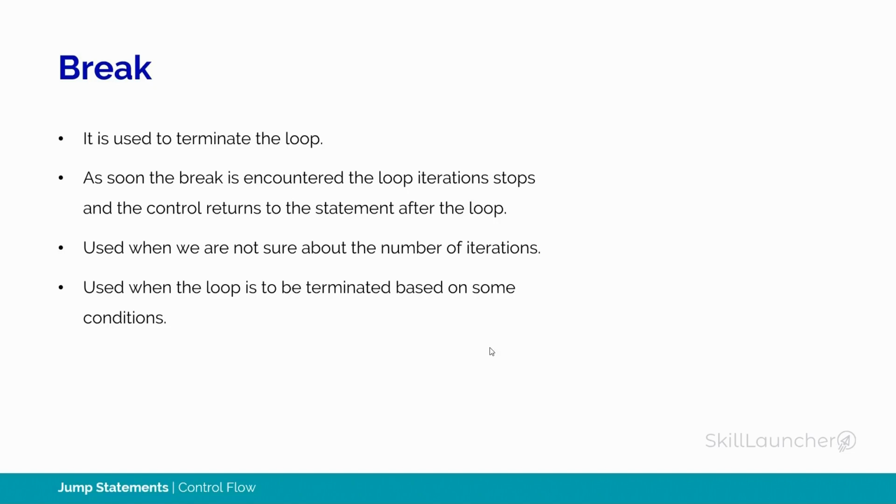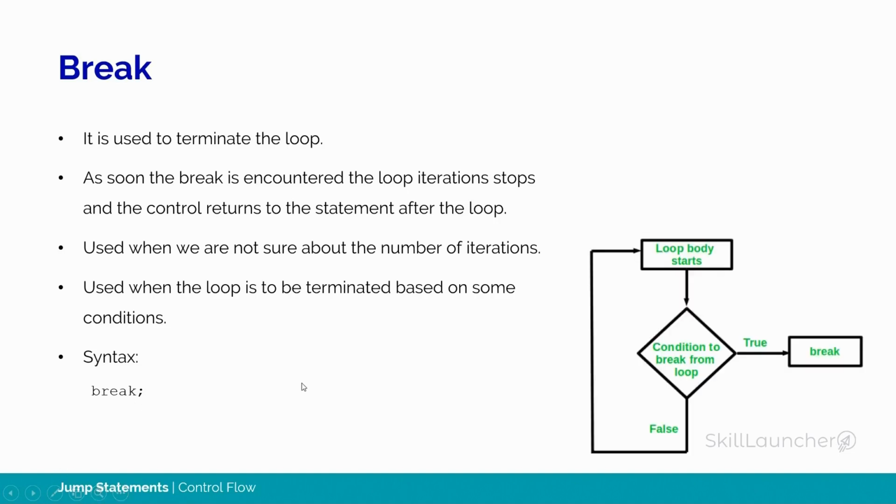Let us have a look at the syntax. It has a keyword break followed by a semicolon. Semicolon indicates the end of this statement. Look at this flowchart. Here, the body of the loop starts. Then the condition to break from the loop is specified. If the condition happens to be true, then it encounters a break statement and it comes out of the loop. Whereas if the condition happens to be false, it does not encounter a break statement and again the control goes back to the body of the loop.